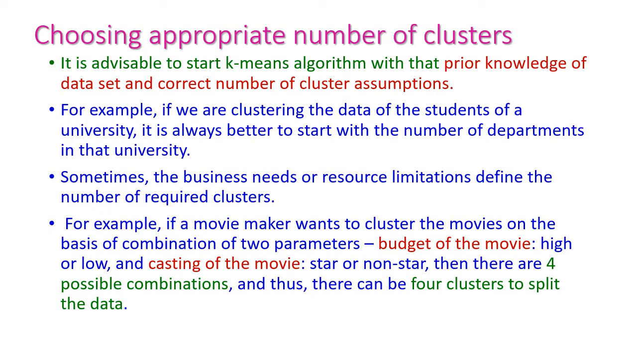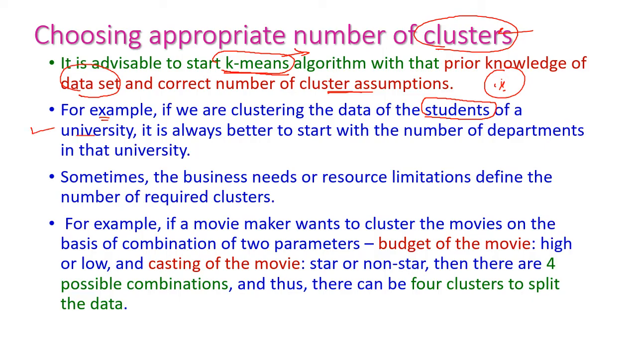Choosing the appropriate number of clusters. Before starting the k-means algorithm, it is important to know the data set and to make the correct assumption about the number of clusters. Without this knowledge, if we start the k-means algorithm, we will not get the appropriate output, right? For example, suppose we want to cluster the students of a university, then it is important to know the number of departments in the university.